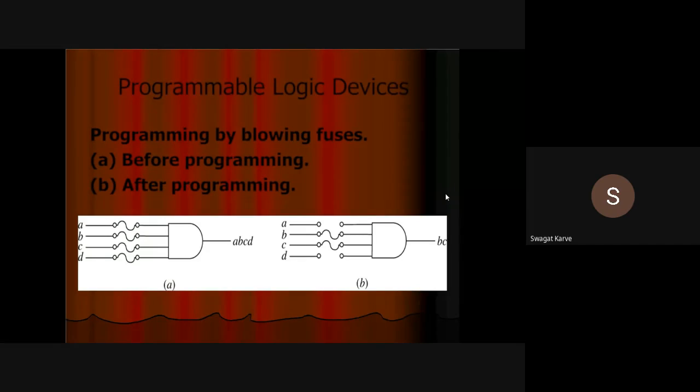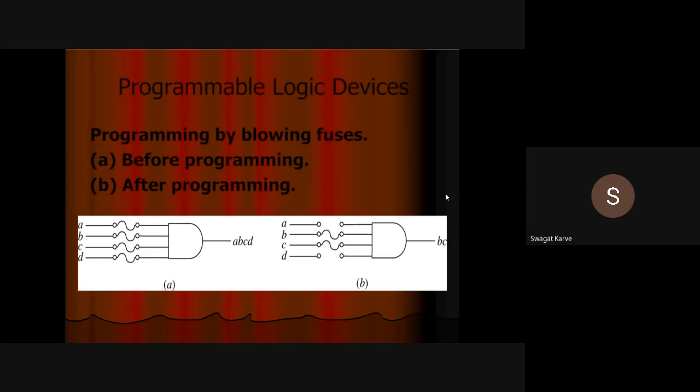So the first diagram A is before programming, where all switches are connected. Then after programming, what will happen? Depending upon your design, you can remove certain switches, or you can keep certain switches closed, which are already closed. So you can remove those fuse connections. That means you can remove that connection and form the programmable connection. That means whatever you want, you will have that only.